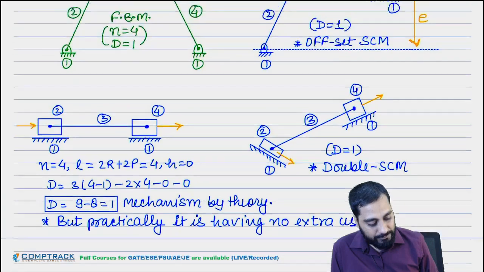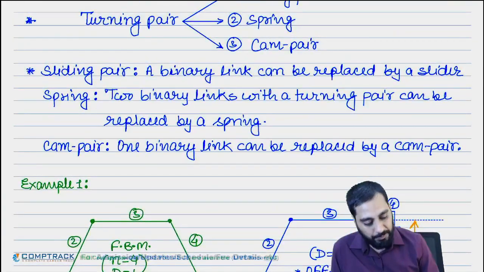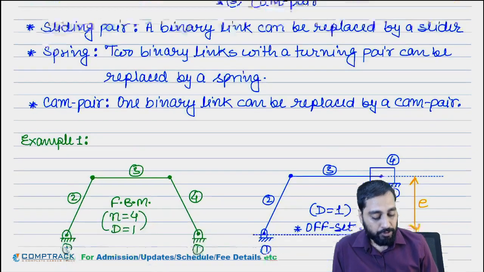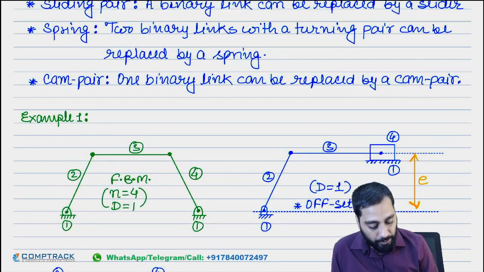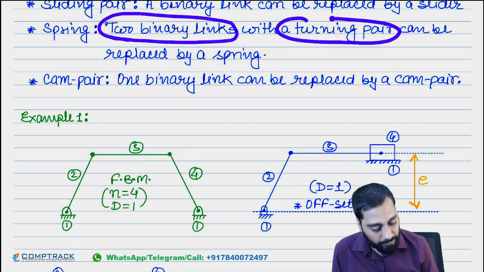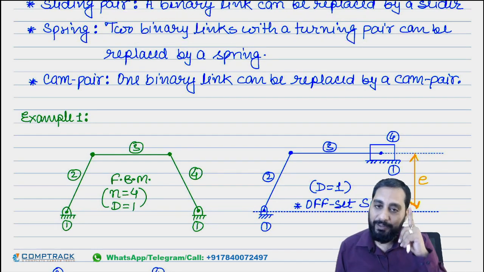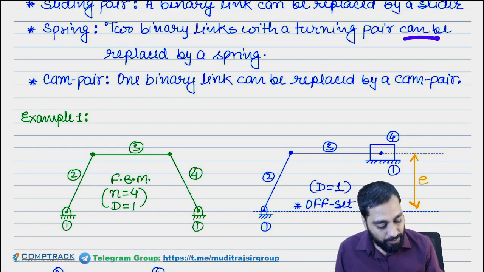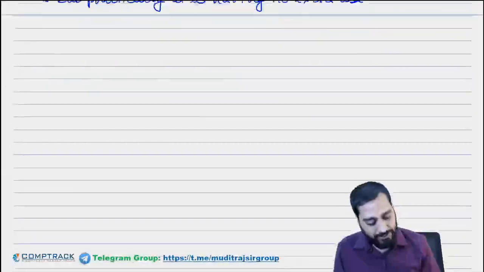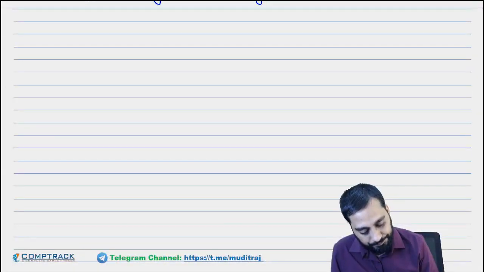Now let's talk about the second, spring. How we can convert a spring into other link. So for the spring, look here, 2 binary links with a turning pair, 2 link and a pair can be replaced by a spring. So second example we are taking now.